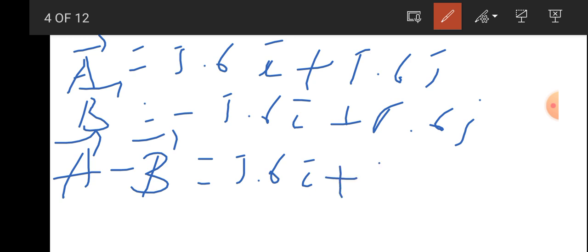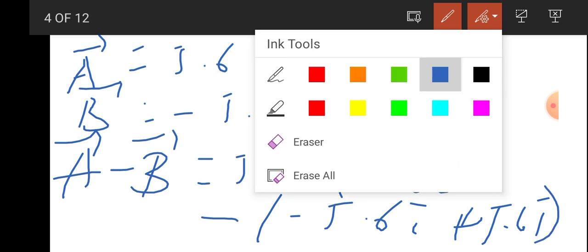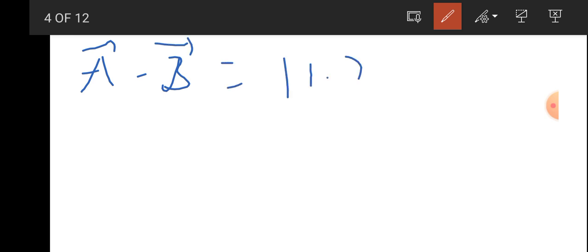So vector A minus vector B is equal to 5.6i plus 5.6j minus (minus 5.6i plus 5.6j). So when we add them, vector A minus vector B is equal to 11.2 in the i direction.